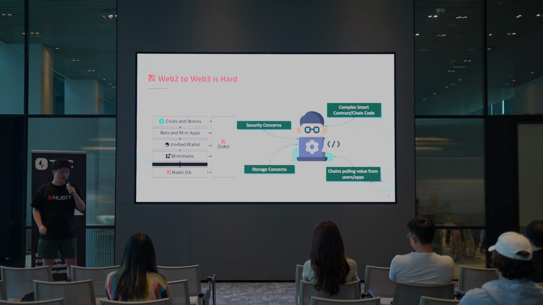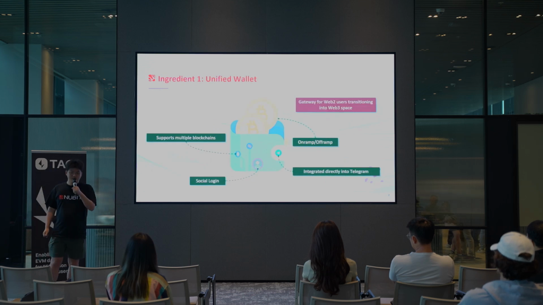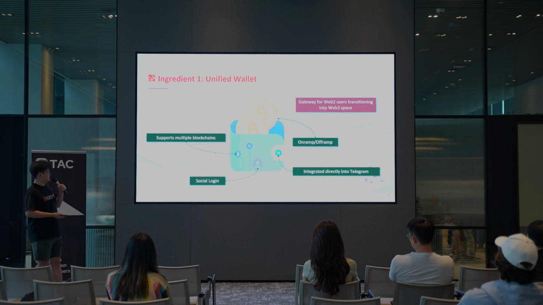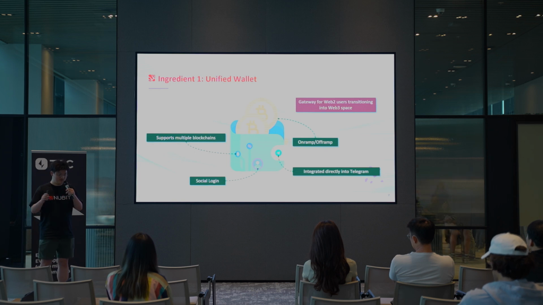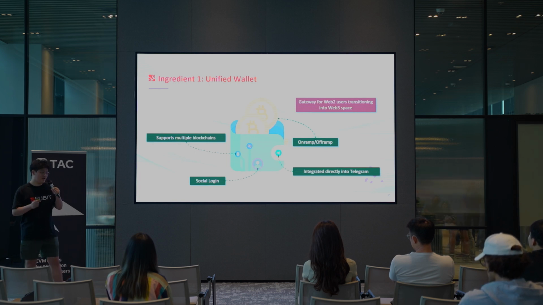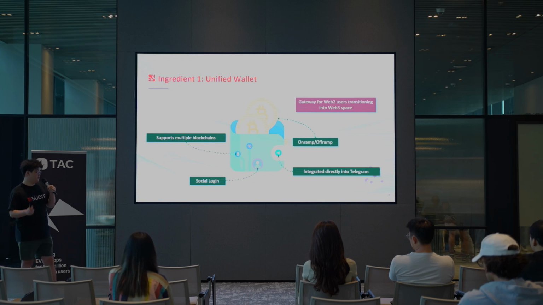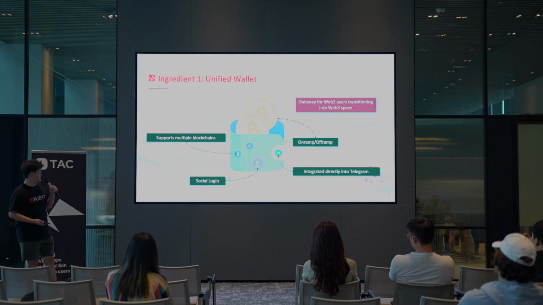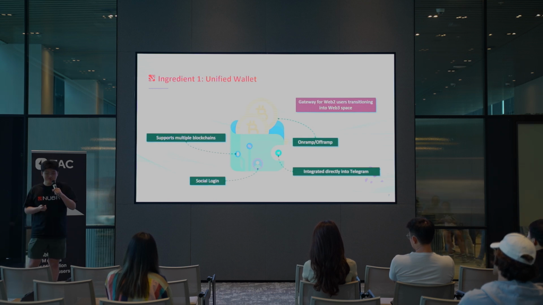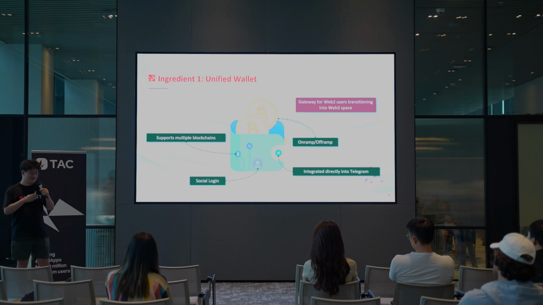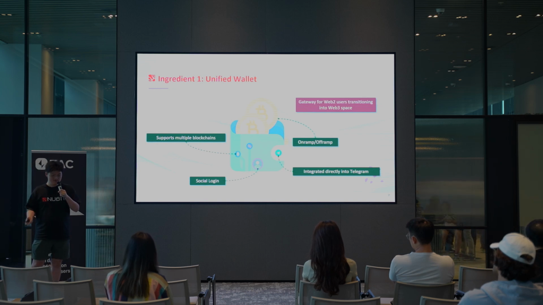Here I want to highlight 3 key ingredients that can potentially solve this issue. The first key ingredient is the unified wallet. If you take a look at the current landscape of wallets, there are a lot of wallets, but actually there's no wallet that satisfies all these 4 criteria. The wallet is the gateway for Web2 users to enter Web3. It should natively support multiple blockchains, because users don't want to switch wallets every time they want to engage in a new blockchain ecosystem.